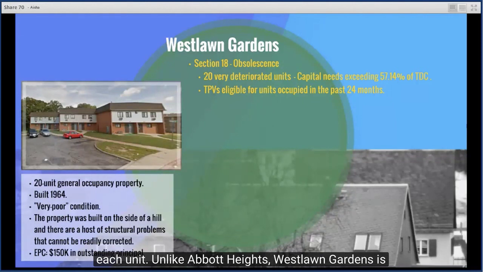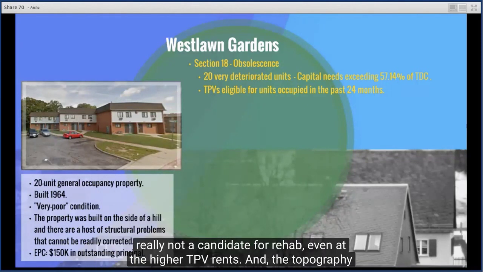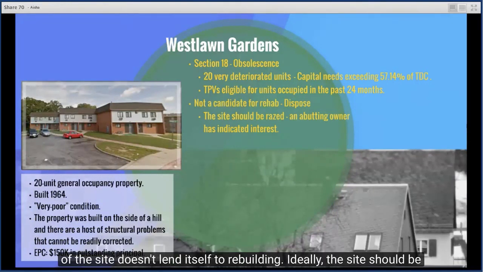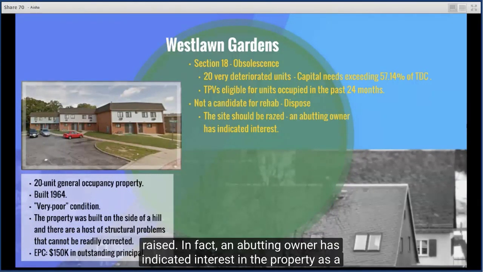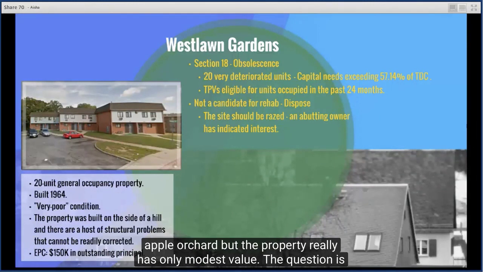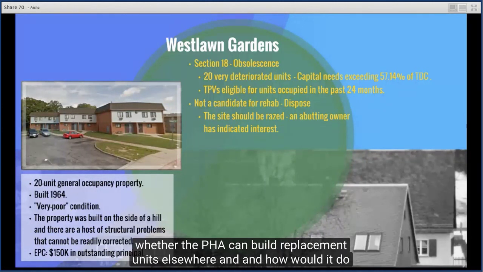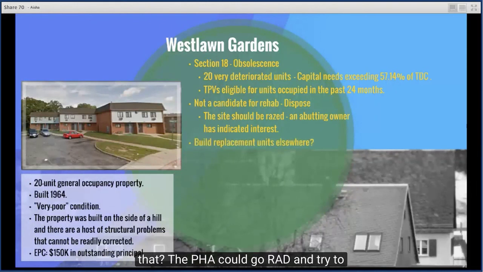Unlike Abbott Heights, West Lawn Gardens is really not a candidate for rehab, even at the higher TBV rents. And the topography of the site doesn't lend itself to rebuilding. Ideally, the site should be raised. In fact, an abutting owner has indicated interest in the property as an apple orchard, but the property really has only modest value. The question is whether the PHA can build replacement units elsewhere, and how would it do that?